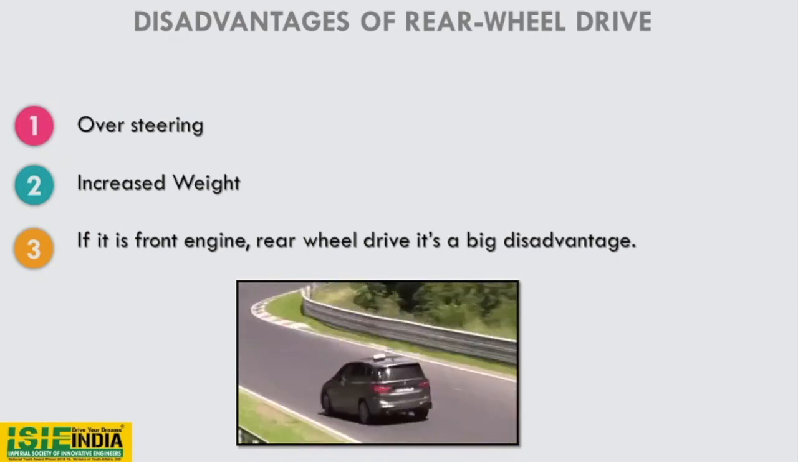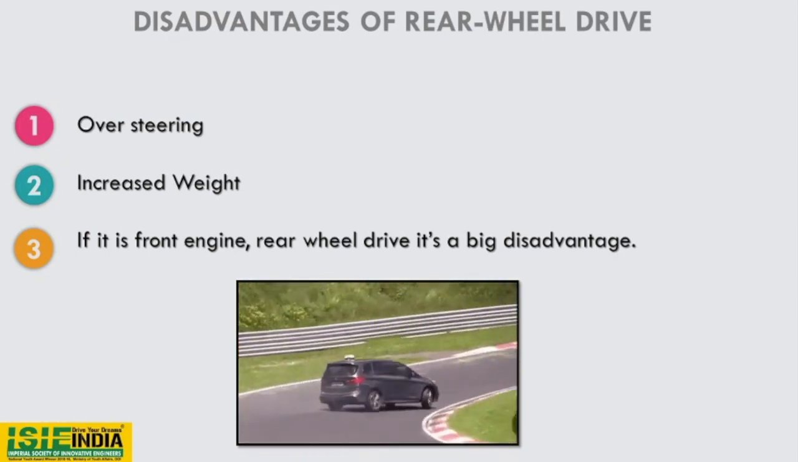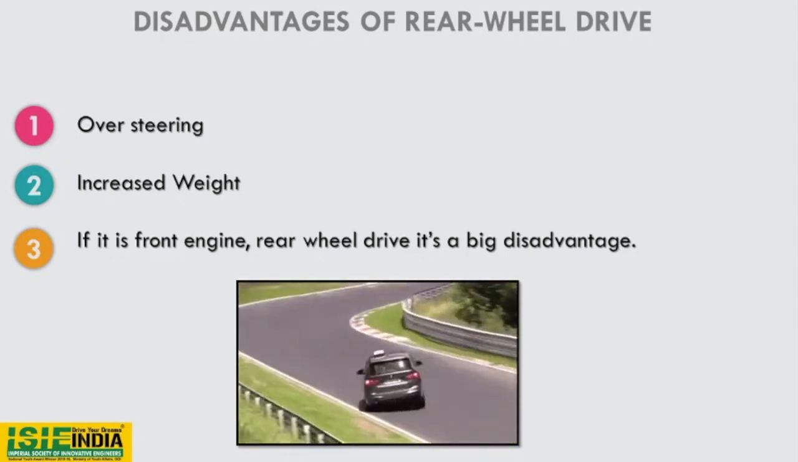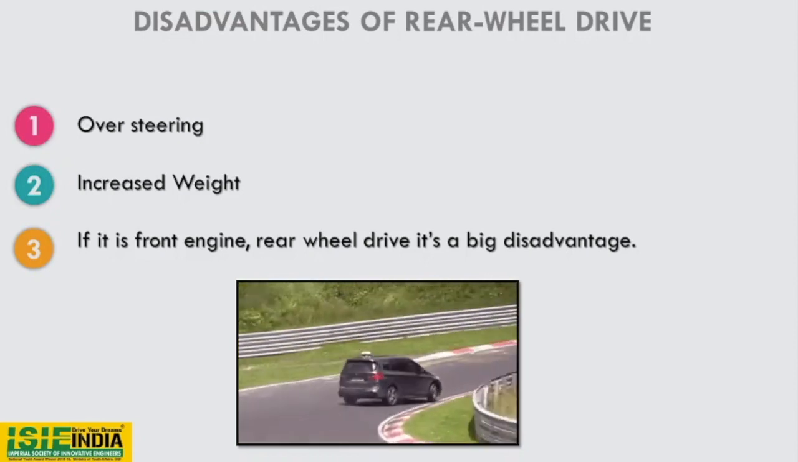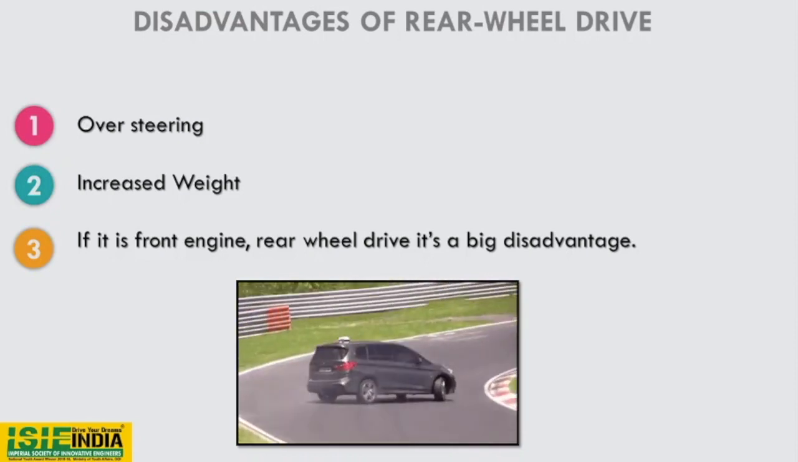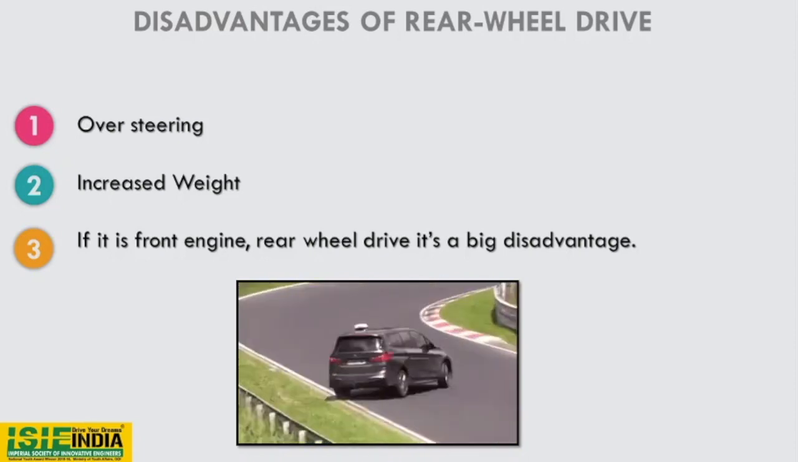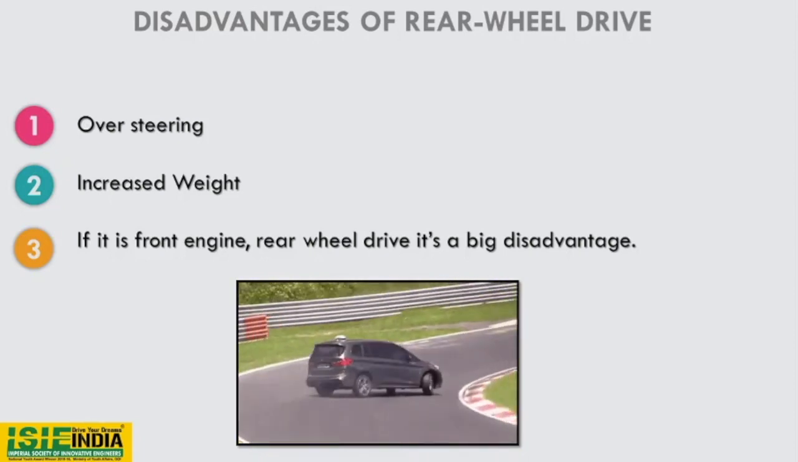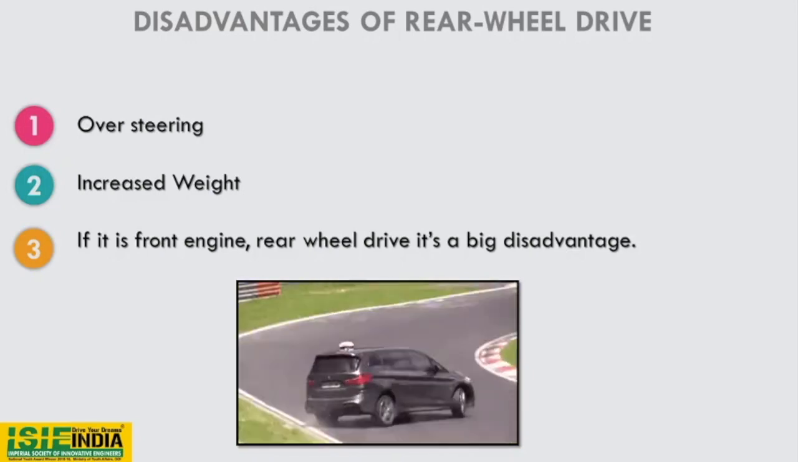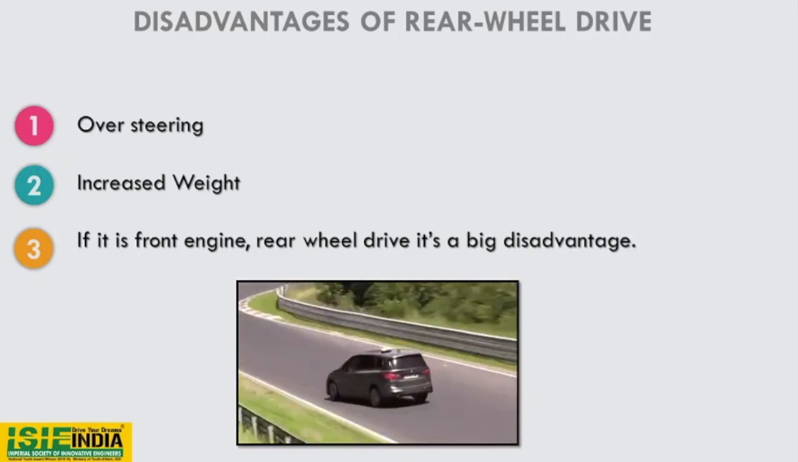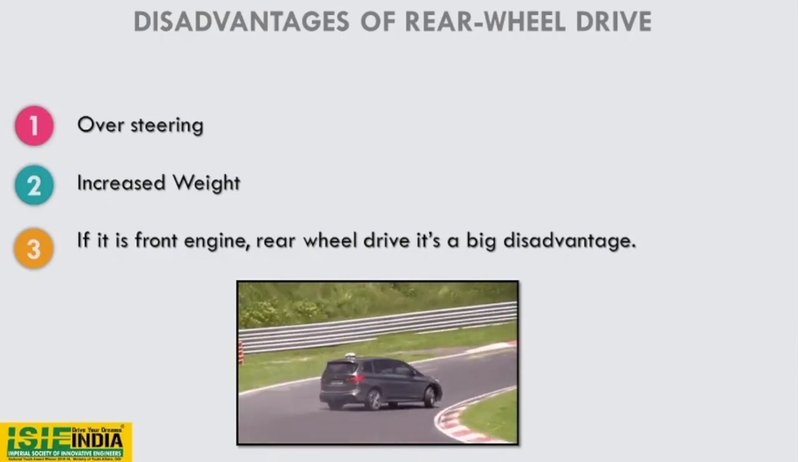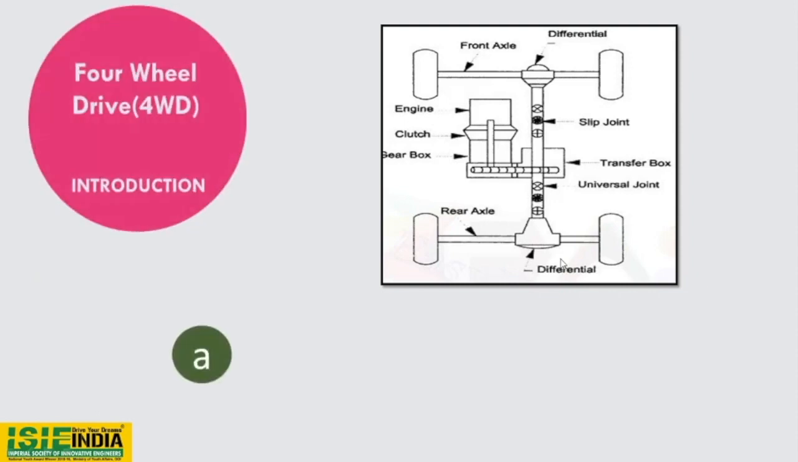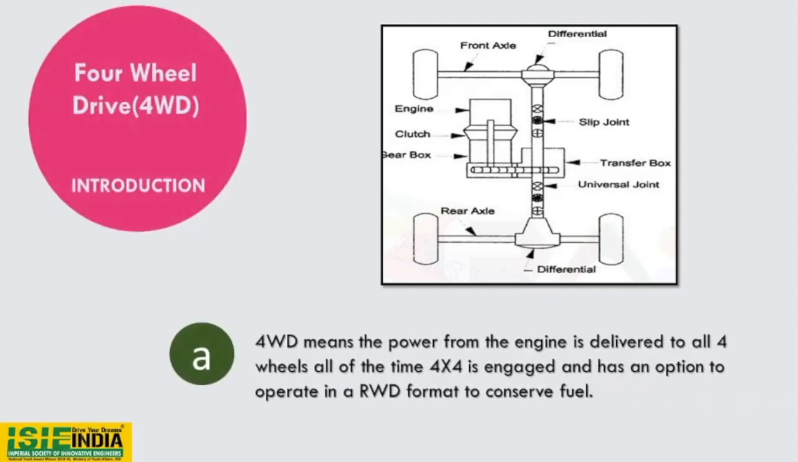Then it has an increased weight, because sometimes the whole assembly of engine, motor and transmission is in the front, resulting in higher weight than our front wheel drive. And if you are considering a front engine rear wheel drive, it's a very big disadvantage, because if you are driving in snow or sand, it does not provide enough traction to transfer the power to the sand or snow. Now let us move on to four-wheel drive.